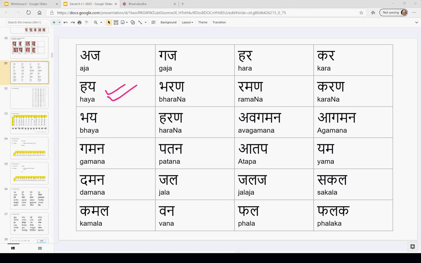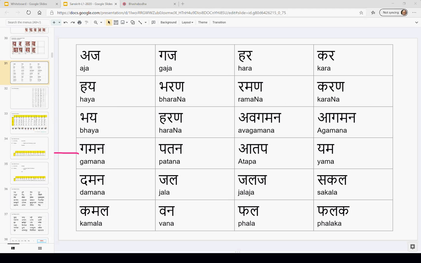Haya is a horse. Bharana is fulfilling. Ramana is enjoying. Karana is instrument. Okay, next one. Who is going to read? Veena. Next line.